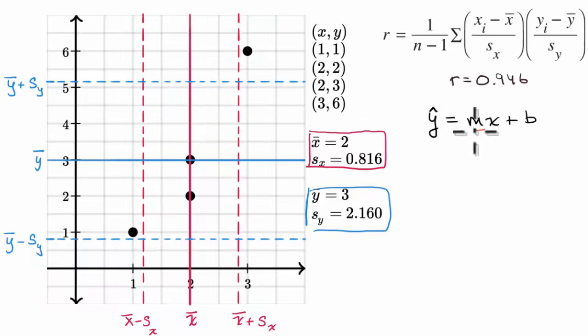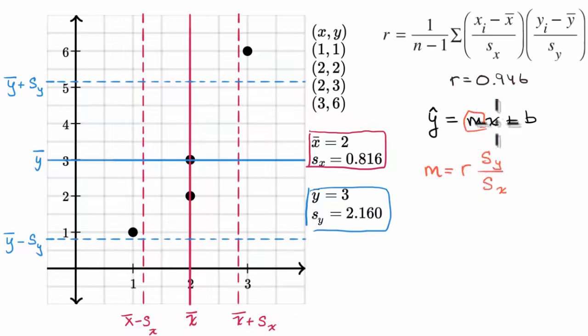First, what is going to be the slope? Well, the slope is going to be r times the ratio between the sample standard deviation in the y direction over the sample standard deviation in the x direction. This might not seem intuitive at first, but we'll talk about it in a few seconds, and hopefully it'll make a lot more sense.